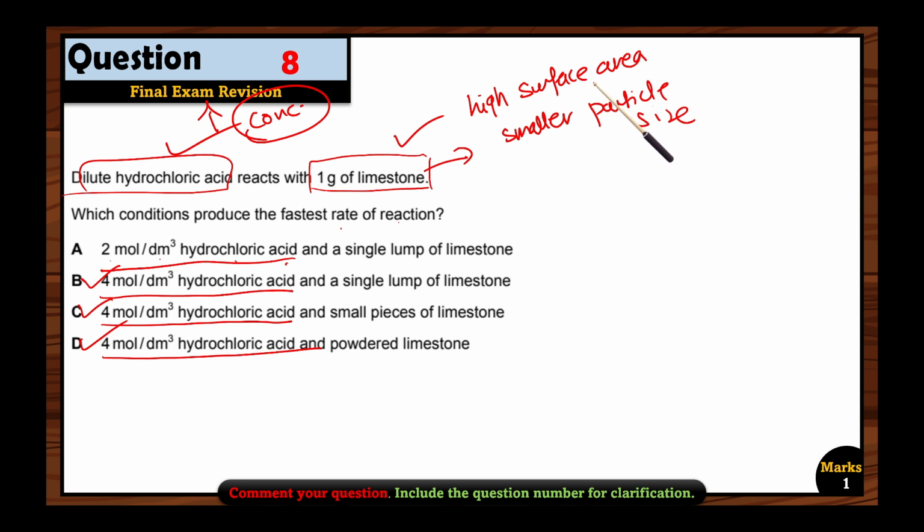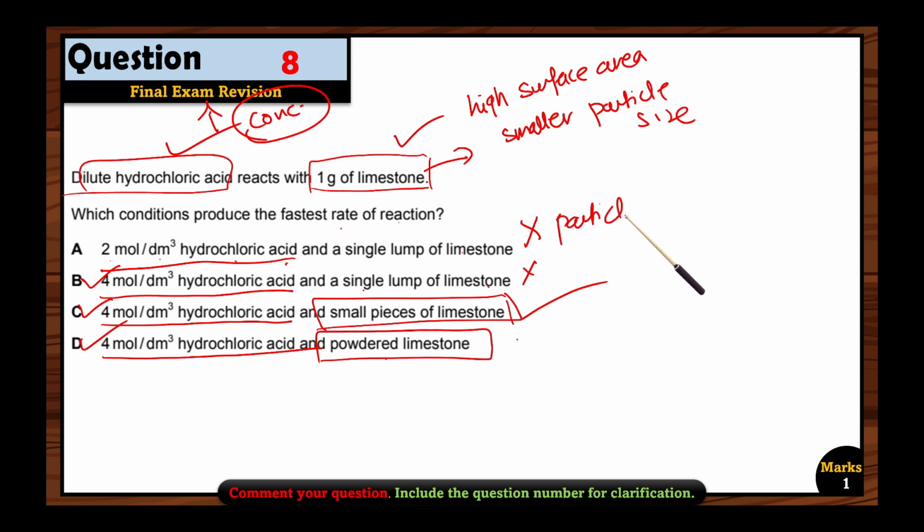Now let's look at the high surface area. A single lump of limestone, or small pieces of limestone, or powdered limestone, okay. A single lump is not the right answer because the particle size is big. When the particle size is big, it means the surface area is smaller, so it will not increase the rate of reaction. So these two options are not right. Now these two options are correct, but we have to choose the best one. Which one will have more surface area, small pieces of limestone or the powder? The powder is even smaller than the small pieces, right?